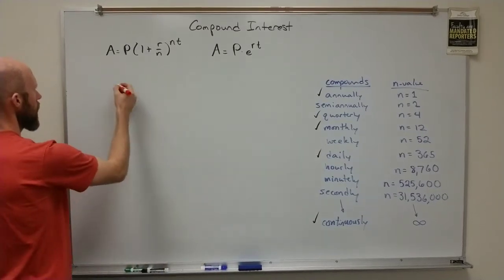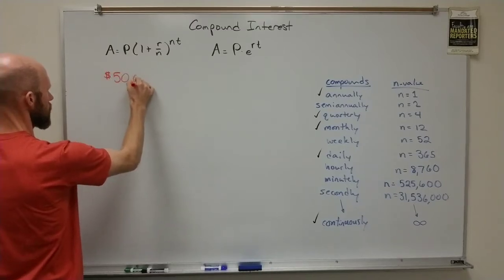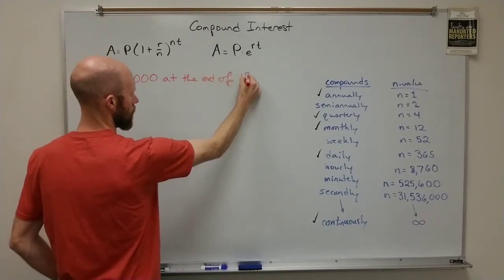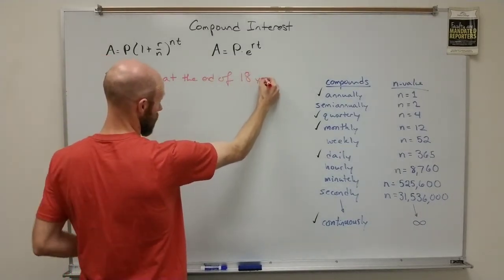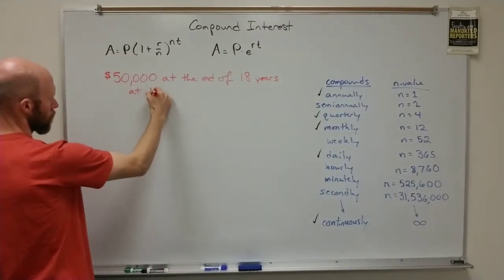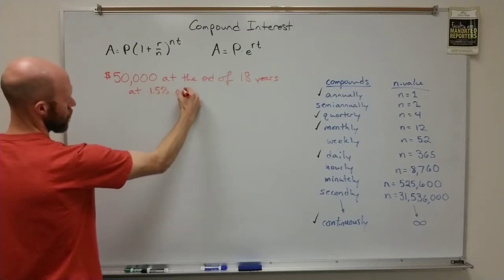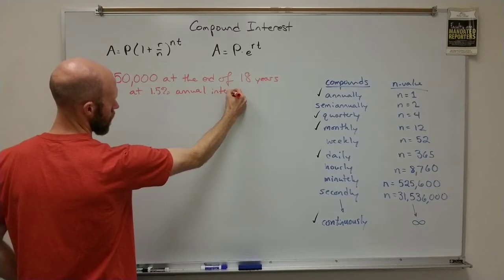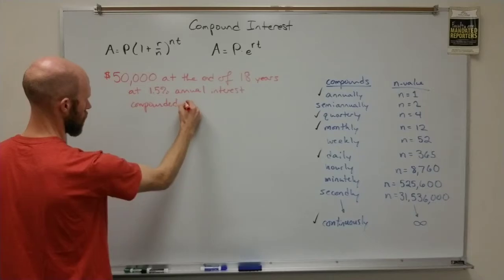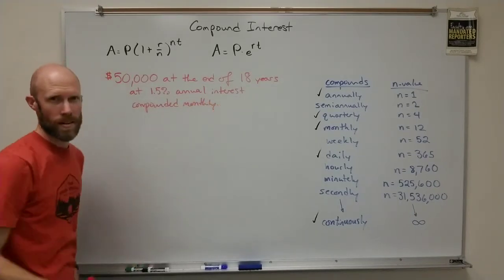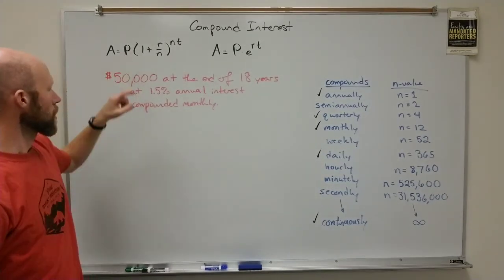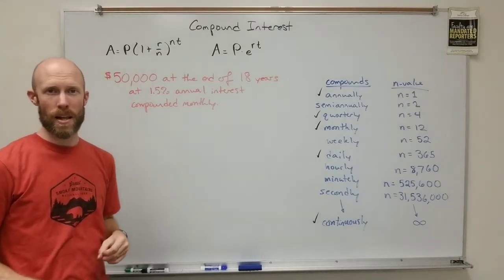And so in a situation like that, it would look a little bit different. But let's say you wanted to have $50,000 at the end of 18 years, at, let's say, 1.5% annual interest compounded monthly. Okay, so I'm just throwing that up there real quickly. So what I want to do then is find the original principal that I need to get $50,000 at the end of that time period.